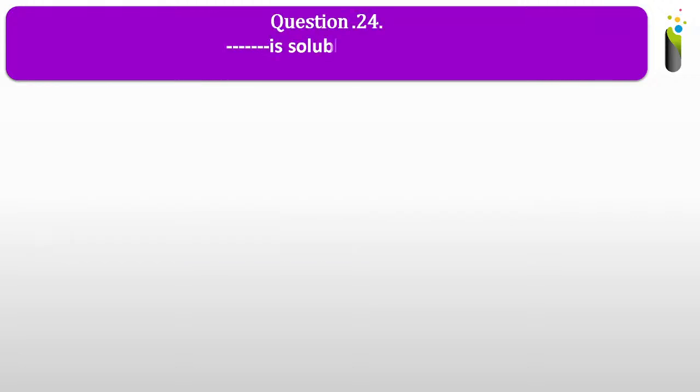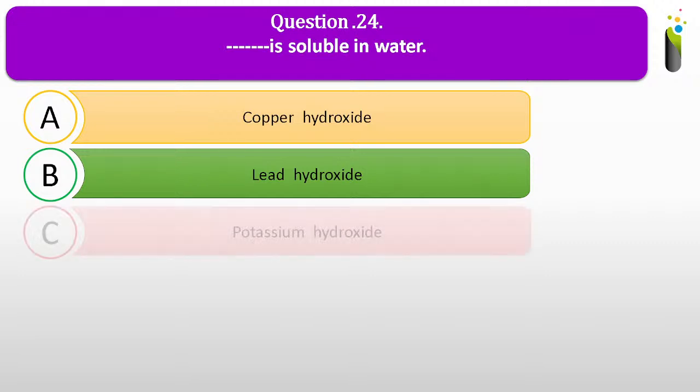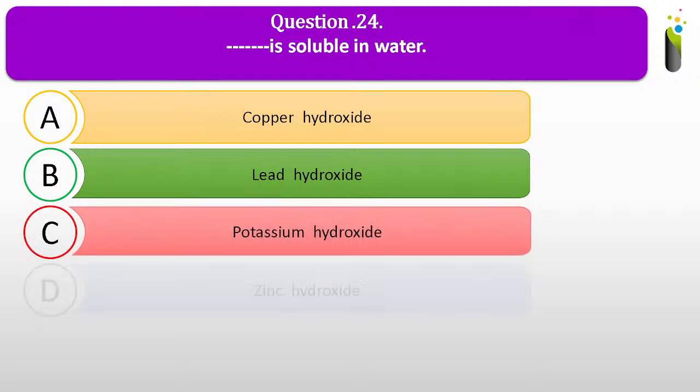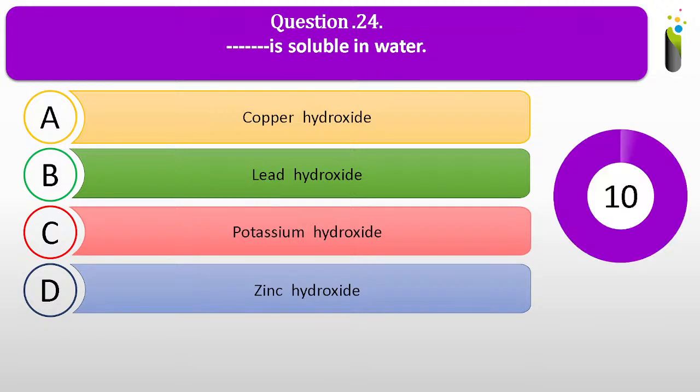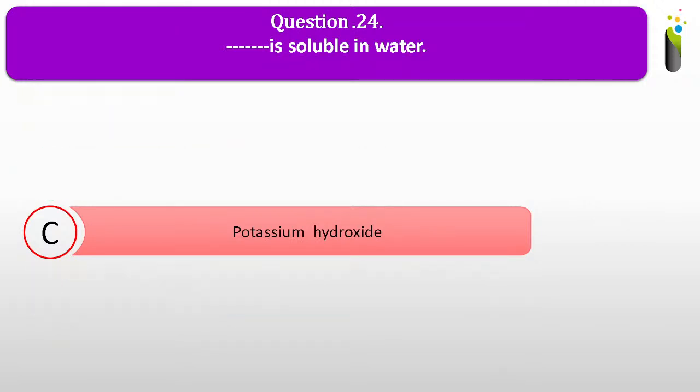Question number 24. Dash is soluble in water. A. Copper hydroxide. B. Lead hydroxide. C. Potassium hydroxide. D. Zinc hydroxide. So dash is soluble in water. And the correct answer for this question is C, that is potassium hydroxide, KOH.